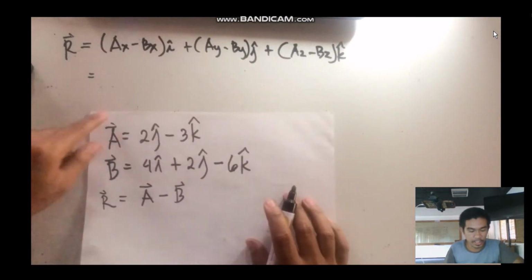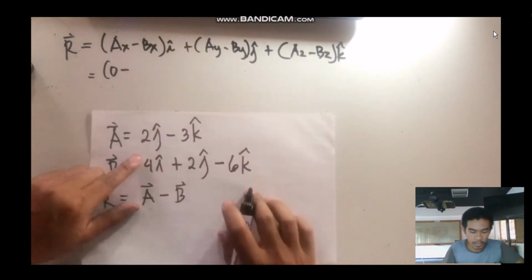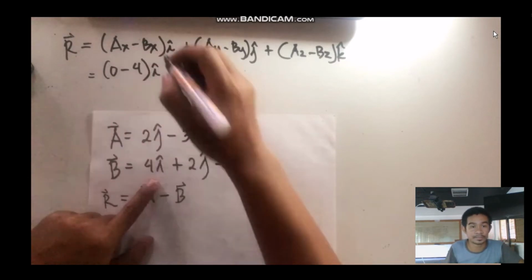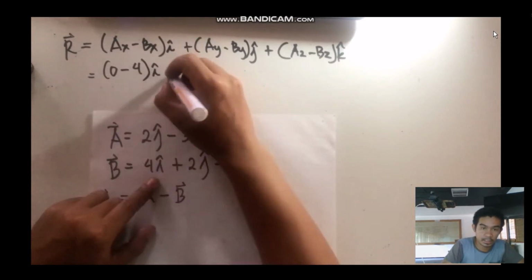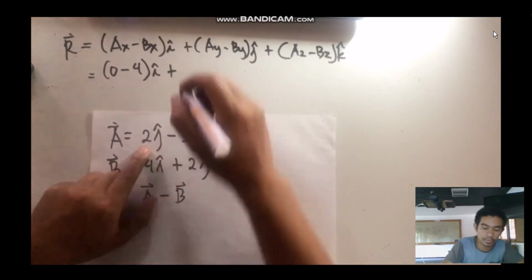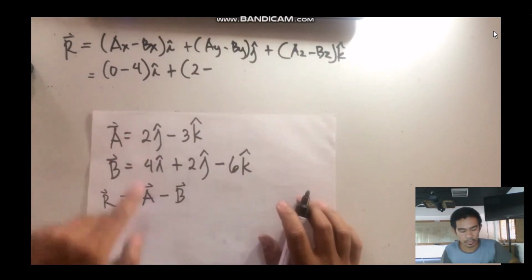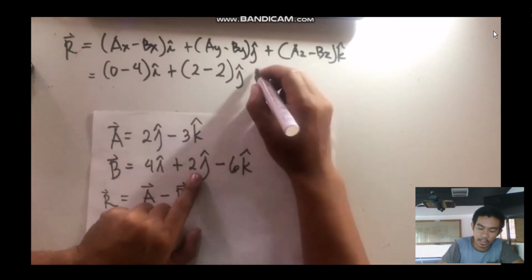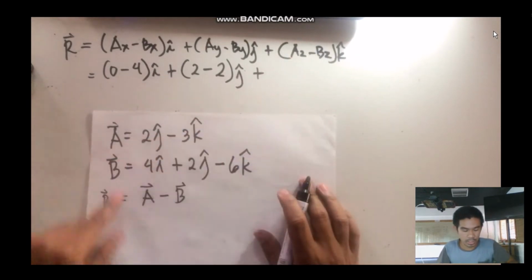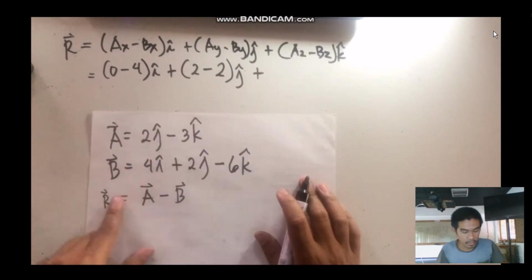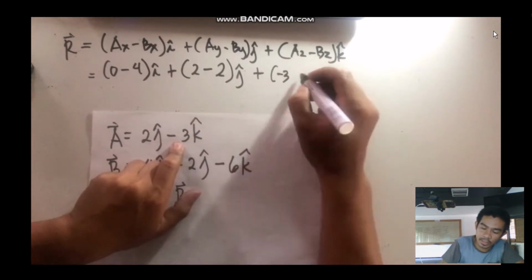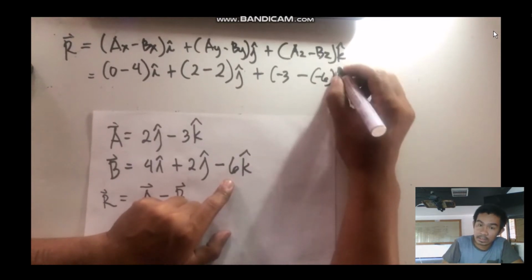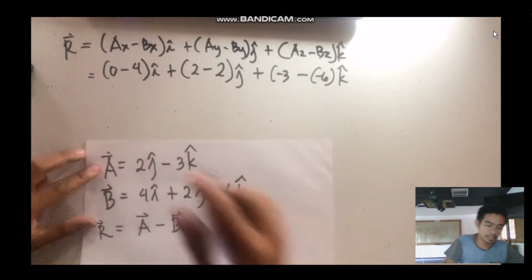Alright, so what is A of x? That's 0 minus B of x, which is 4, and this is i hat. And then plus, what's A of y? That is 2 minus B of y, which is 2, j hat, plus what's A of z? A of z is negative 3, so this is negative 3 minus B of z, which is negative 6, so minus negative 6 k hat. So let us solve.